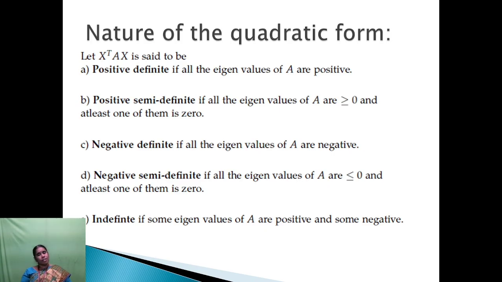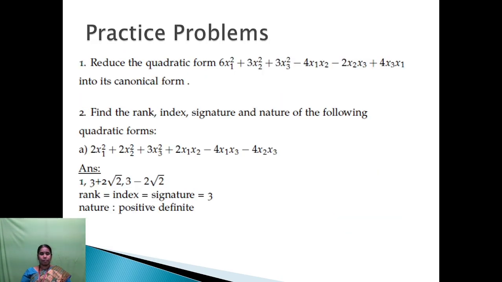Suppose all the eigenvalues are negative, we name it a negative definite. Suppose all are negative and at least one of them is equal to 0, we name it a negative semi-definite. Fourth one: suppose it takes both positive and negative values, then we name it an indefinite. These are the 5 different cases for the nature. For a quadratic form, these are the 5 possible ways to define the nature.